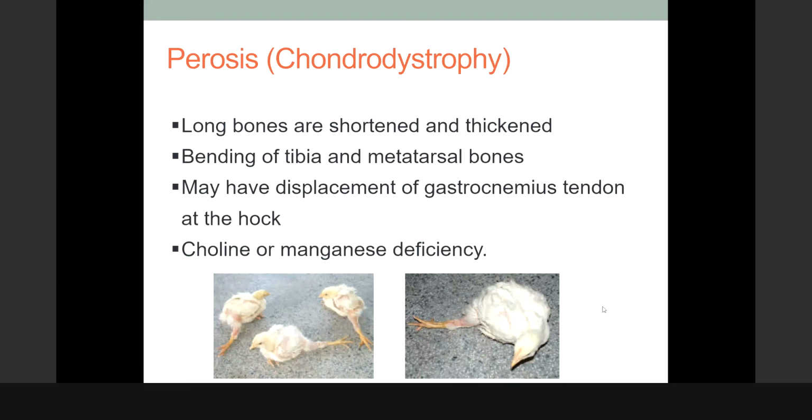Okay, next one is perosis or chondrodystrophy. It is due to long bones becoming shortened and thickened, bending of the tibia and metatarsal bones, and there may be displacement of the gastrocnemius tendon at the hock, usually related to choline or manganese deficiency. Honestly, I've never seen this one myself. I think we rarely have this kind of problem, and even when we have it, it usually goes underdiagnosed. Unless you see a lot of cases like this, then you may want to consider doing feed analysis for choline and manganese deficiency.